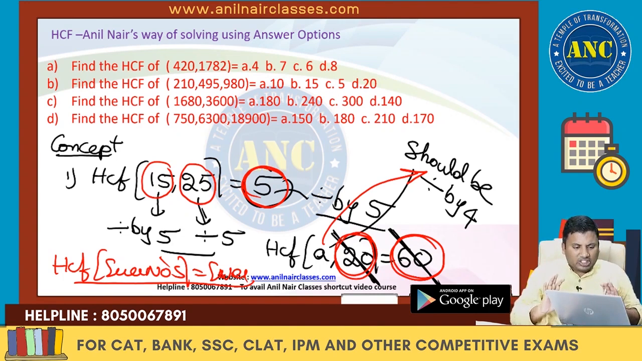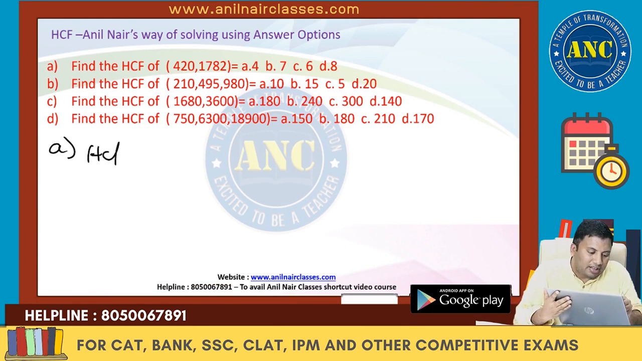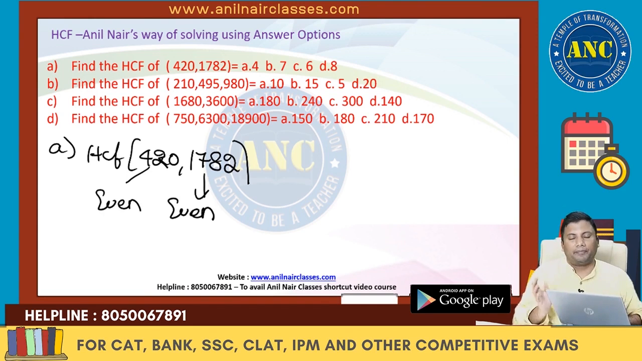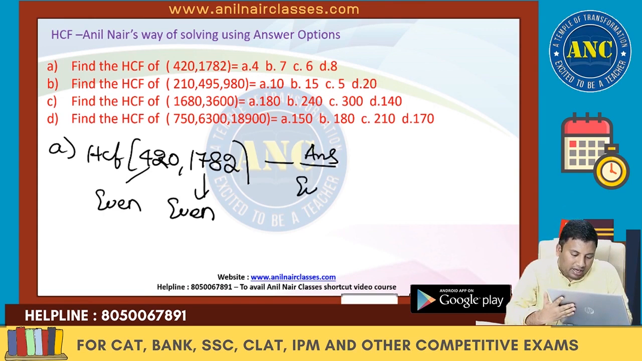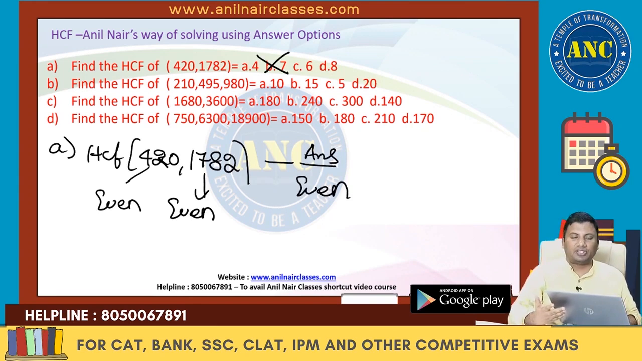Now, why am I explaining this? Let us solve with this concept. Listen carefully, sir. It is not about these problems; you should know how to use this logic. Find the HCF of 420 and 1782. Listen carefully. 420 is an even number. 1782 is an even number. If two numbers are even, the answer should be an even number.